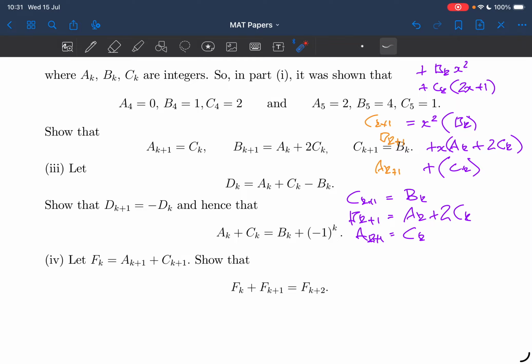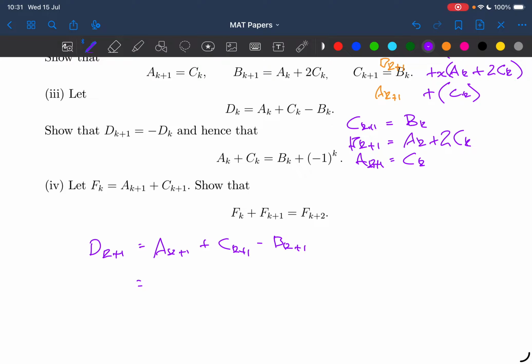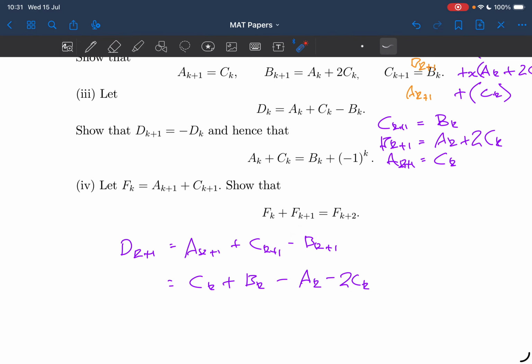Well, we have our dk, and all we're going to do is think about rewriting that in terms of dk plus 1. So if that's dk, dk plus 1 will be ak plus 1 plus ck plus 1 minus bk plus 1. And using the stuff we just found in the question before, ak plus 1 is just ck. Let's do the ck plus 1 next, it is bk. And then bk plus 1 is going to be ak and 2ck, and they're both being subtracted because of the subtraction in there.